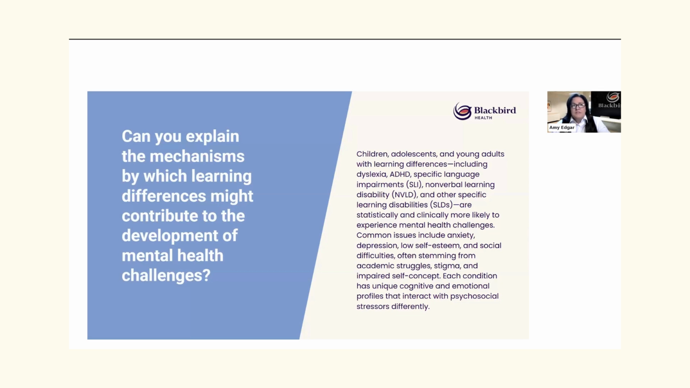If the learning differences are identified and supported, a lot of that can be mitigated. If they're not, you start to see both failure in performance, so difficulty in school and academic struggles, and also the emotional impacts that go along with it. So the low self-esteem, social difficulties, and the mental health challenges, anxiety in particular.